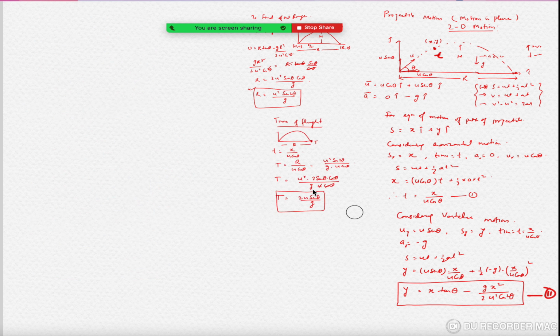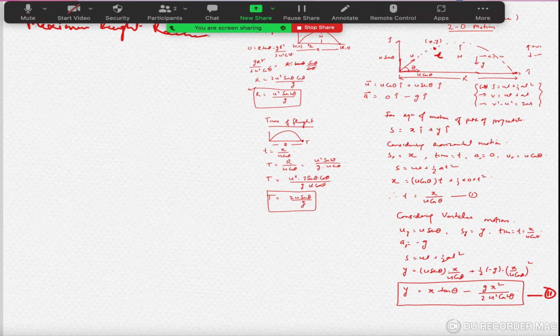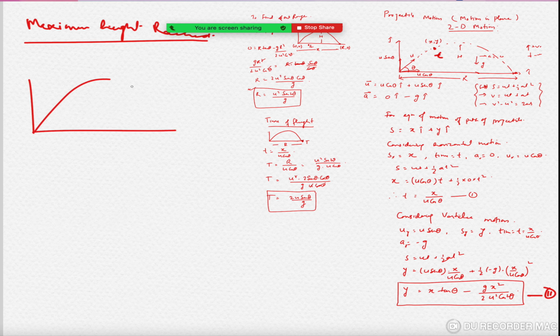Next thing is, if I'm trying to find out the maximum height reached. So for maximum height, this was u, and this was u cos theta and u sin theta, the components of this one, and g was there in the downward direction.